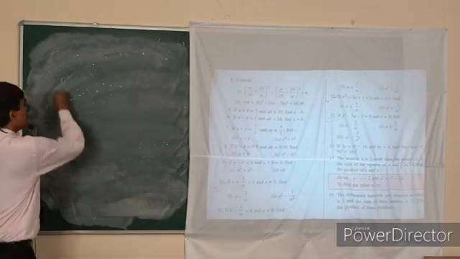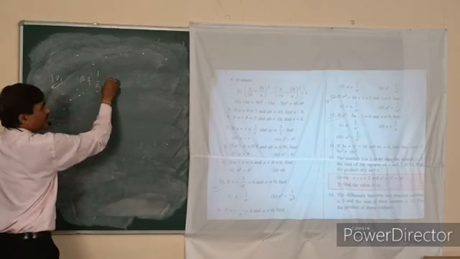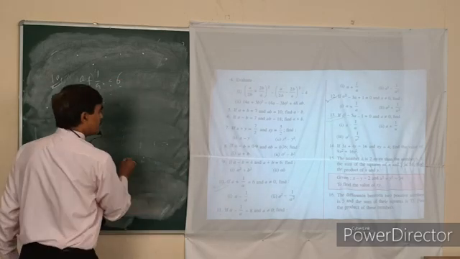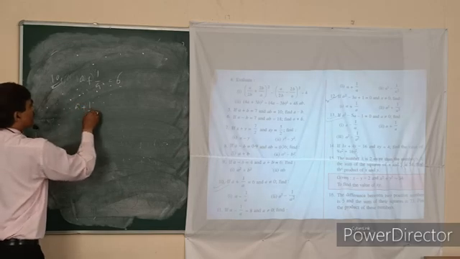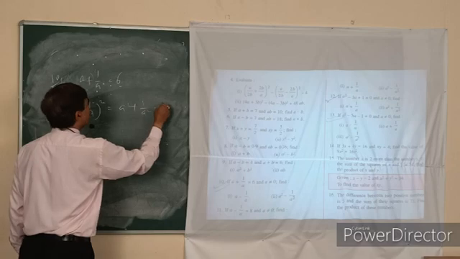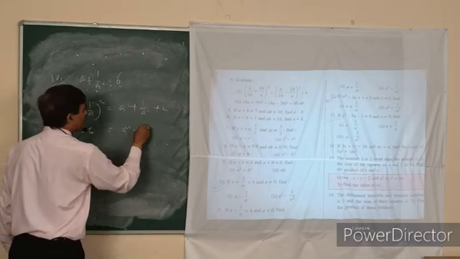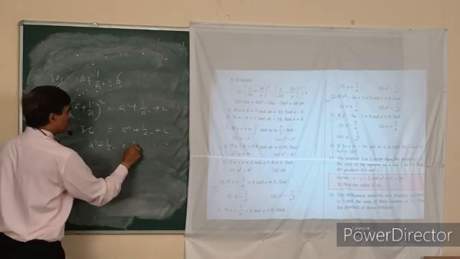Just see the 10th question. The question is a plus 1 upon a is equal to 6, given over here, and we have to find the value of a minus 1 upon a. So (a plus 1 upon a) whole square is equal to a square plus 1 upon a square plus 2. So here we will get 36 is equal to a square plus 1 upon a square plus 2. So that is a square plus 1 upon a square is equal to 34.